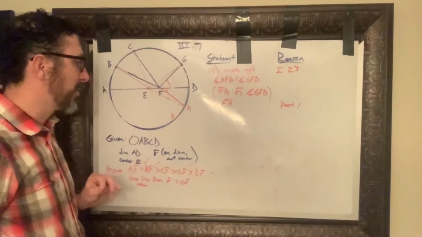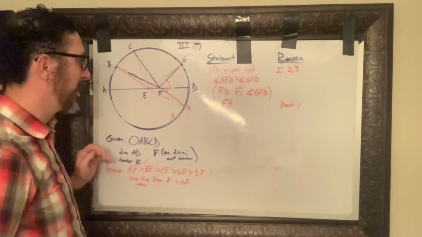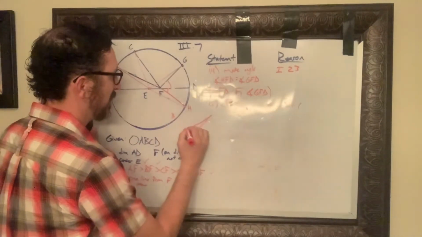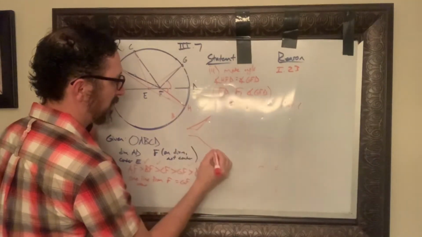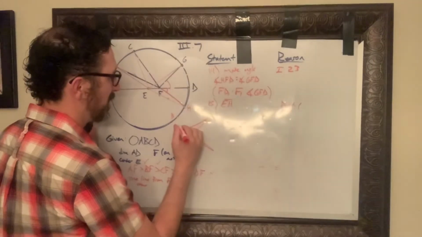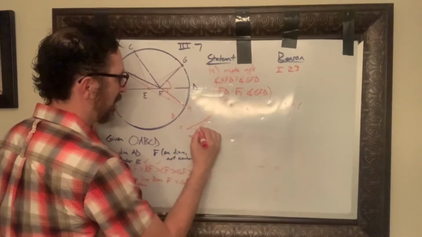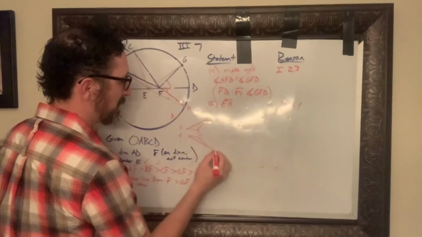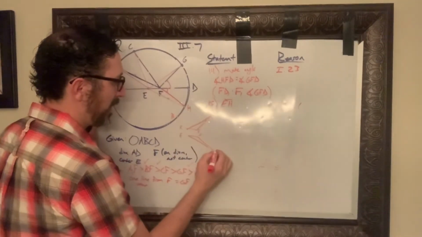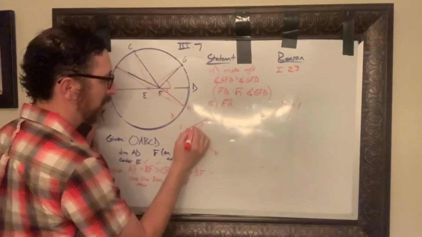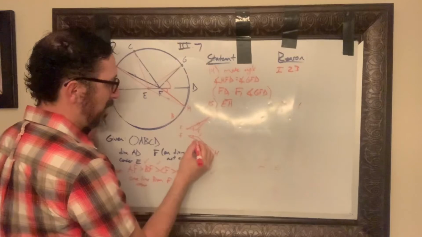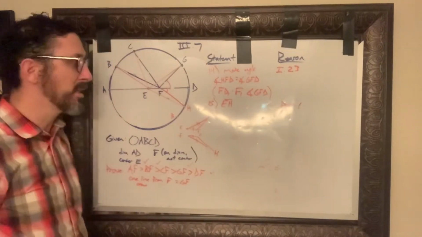From postulate 1, I've got these two triangles, EFG and EFH. For time's sake, we'll just mark these, we won't write the steps. I know that EF is common to both. I know that EG and EH are equal to one another since E is the center.